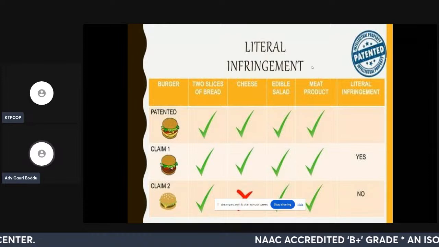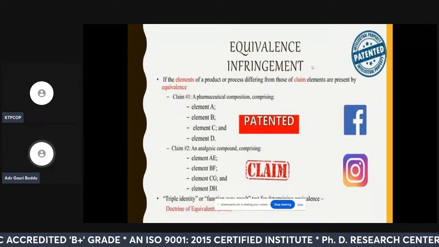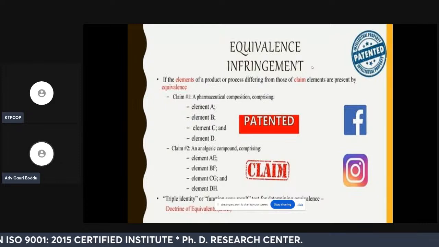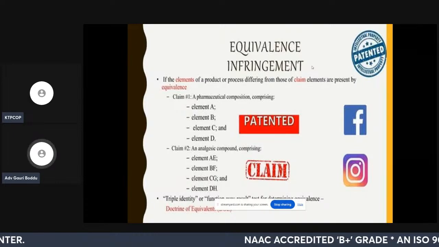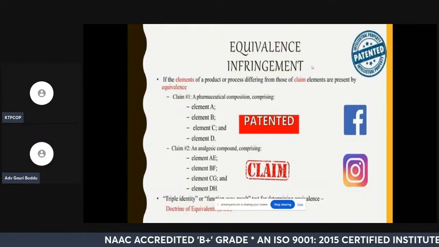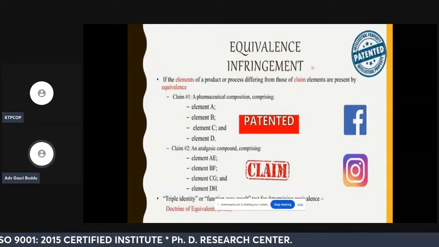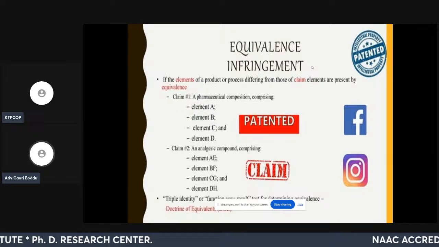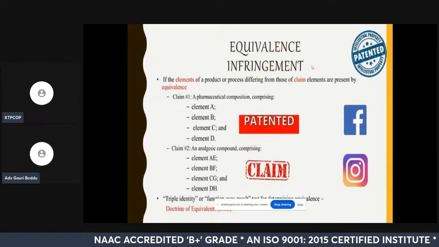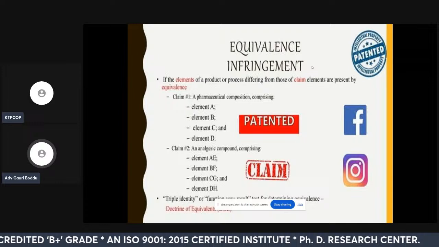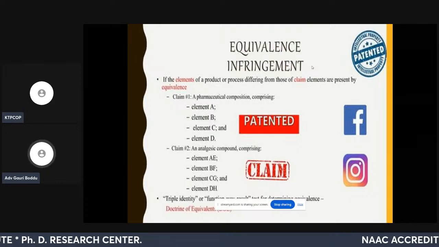Now let's see what is equivalence infringement. Equivalence infringement is a concept in patent laws that extends the scope of patent protection beyond the literal wording of the claims. It applies when an accused product or process does not fall strictly within the claim language but performs substantially the same function in substantially the same way to achieve substantially the same results as the patented invention. So in this, he has used the same way, but he has changed something in that component. So it is equal. He has used the same way, he has used the same ingredient, but in that ingredient there is something missing. So it is equivalence infringement. Through this example, you might understand.